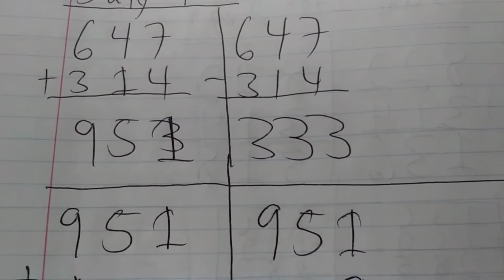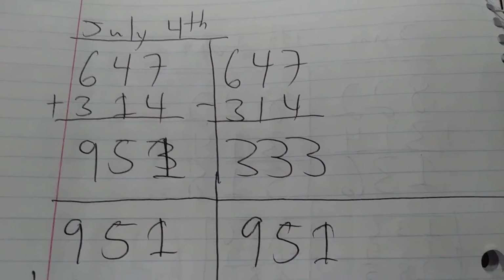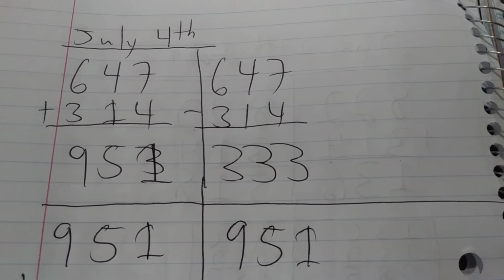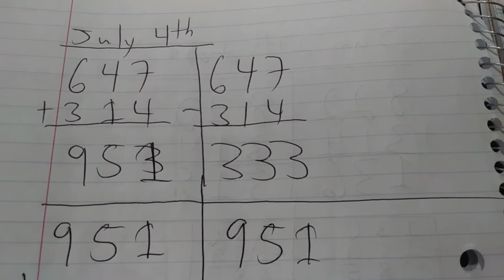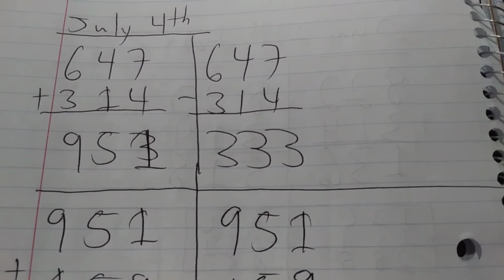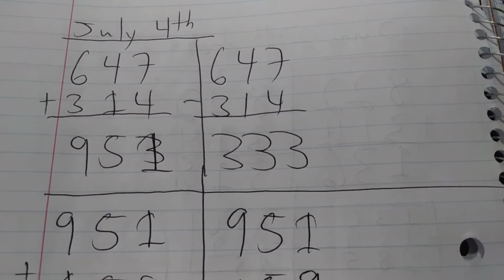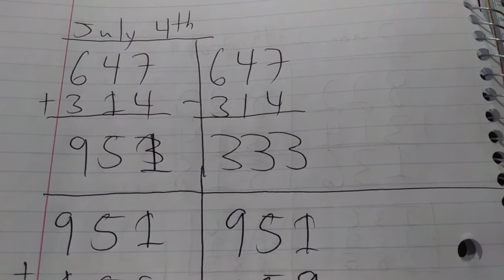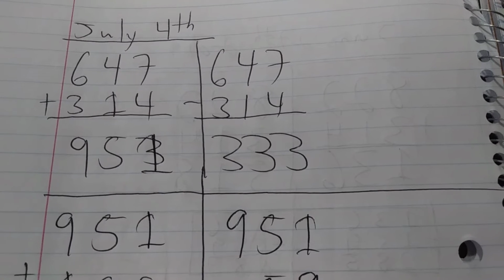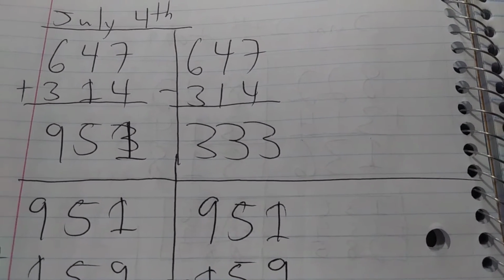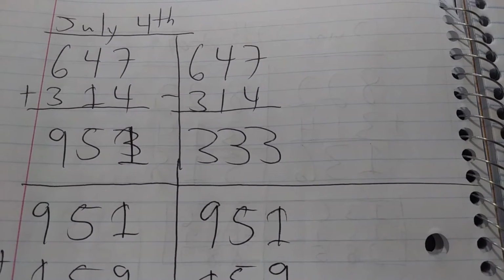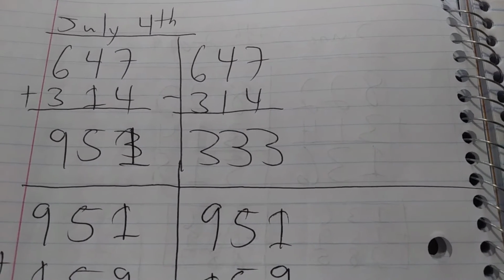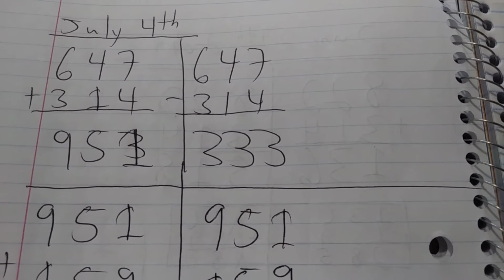Then you do the same thing all over again once that next Thursday hits. So on July 4th, you had 647 hit. 647 plus 314: 6 plus 3 is 9, 4 plus 1 is 5, and 7 plus 4 is 1, so 951. You also subtract 314, so 647 minus 314: 6 minus 3 is 3, 4 minus 1 is 3, and 7 minus 4 is 3.